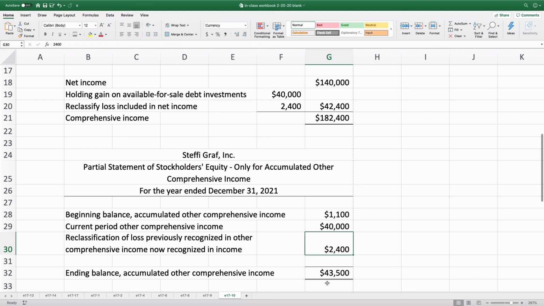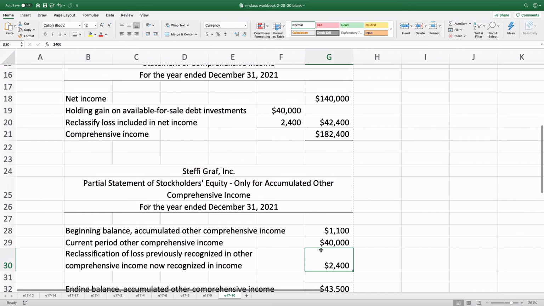And there you have exercise 1710. Enjoy.